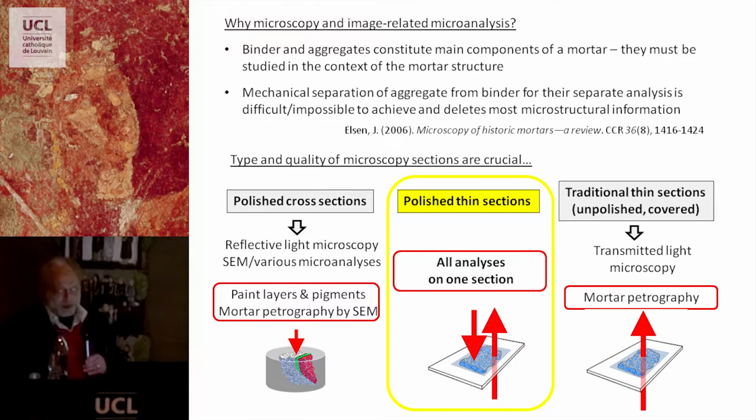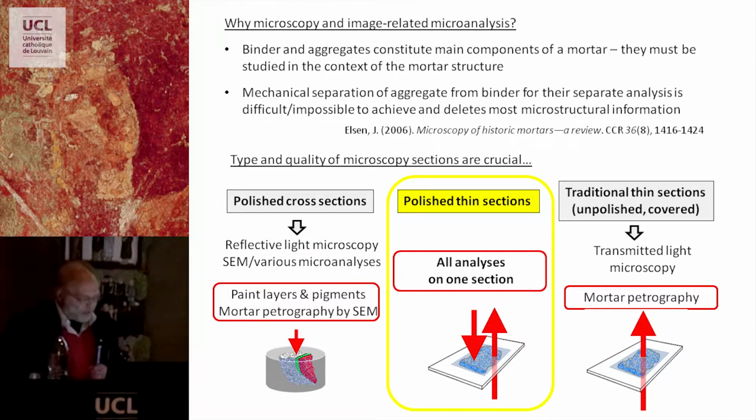So why microscopy? I think this is useless to explain in this group here. It was useful maybe 30 years ago when I started in this field. Many chemists, conservation and archaeometry chemists, were rather separating binder from aggregate to analyze mortars chemically. We now more and more are using the traditional microscopic methods, which have been used for 150 years, I think, by geologists to study stones.